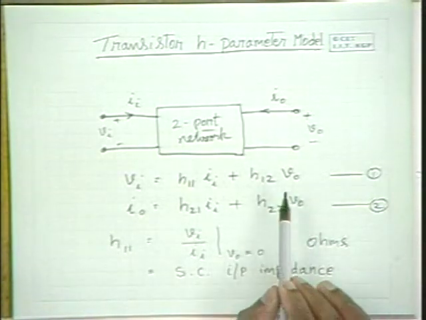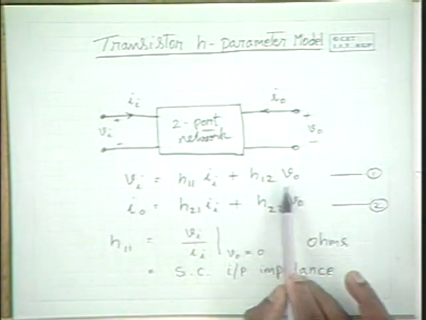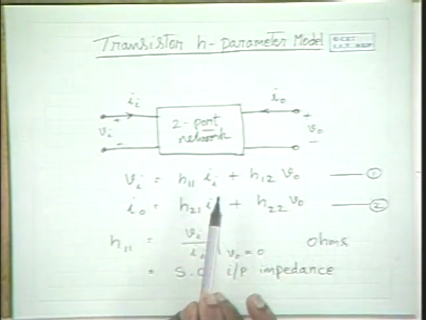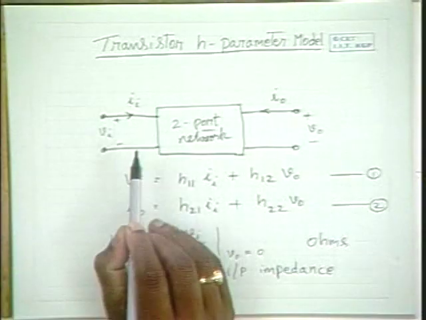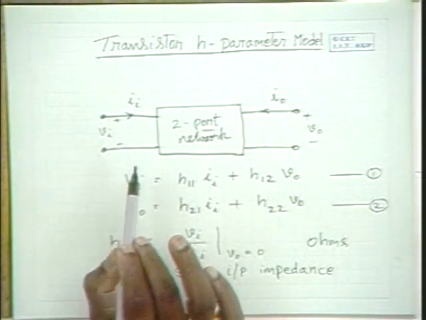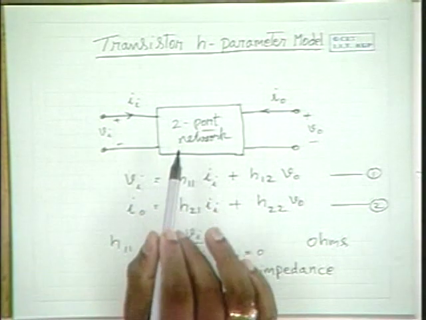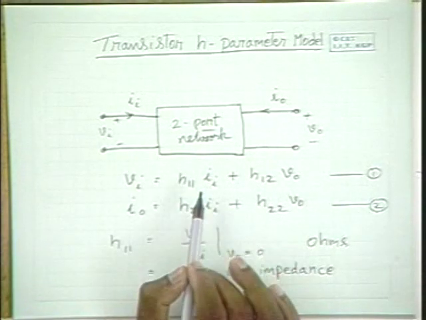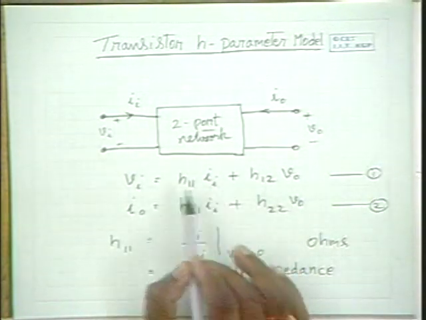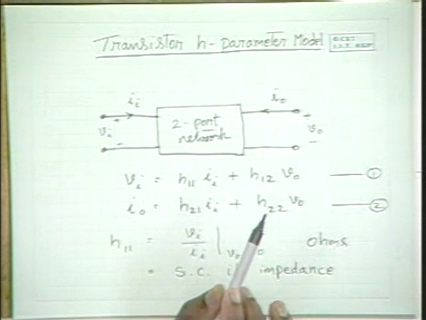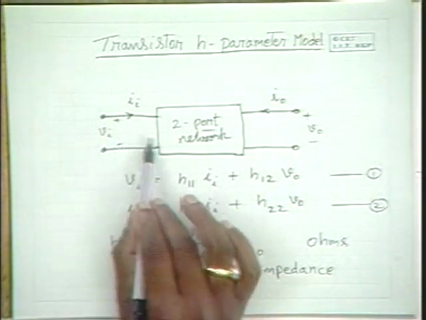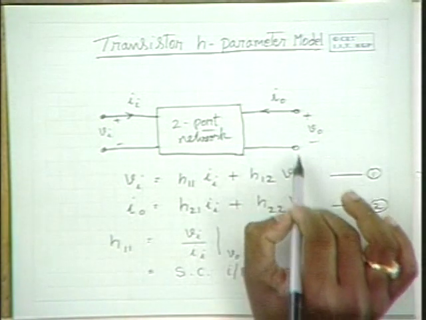So from equation 1, please note that when V0 is not 0, Vi by Ii doesn't give you H11. Vi by Ii gives you Ri, no doubt. How do you find the input impedance? Vi by Ii gives you the input impedance. But that input impedance is equal to H11 only when V0 is 0, according to this equation, but not otherwise. Hence H11 is known as the input impedance when the output is short circuited.